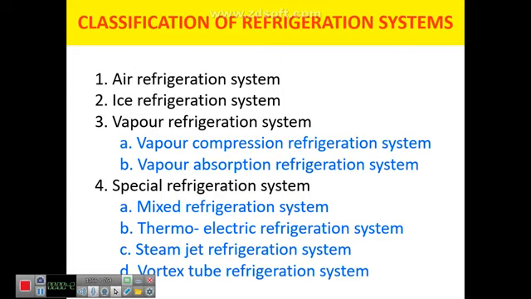Here you can see the classification of refrigeration systems. The first one is air refrigeration, the second one is ice refrigeration, and the third one is the vapor refrigeration system. In that you have two classifications: vapor compression and vapor absorption. And there are some special refrigeration systems like mixed refrigeration, thermoelectric, steam jet, and vortex tube refrigeration systems.